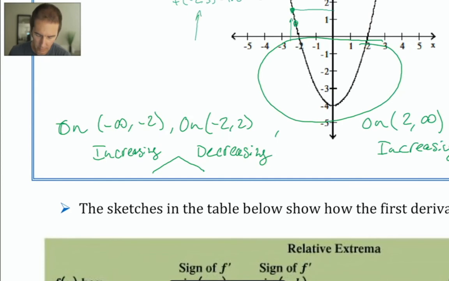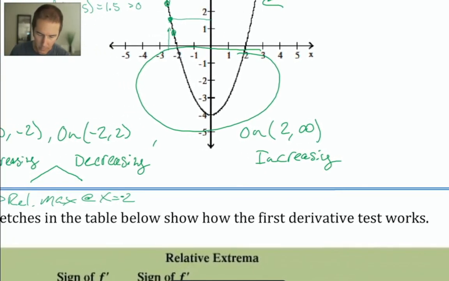Increasing to decreasing, therefore, relative max at x equals -2. Ugh. Well, sneak a little negative sign in there. Relative max at x equals -2. And then let's move over here. Here we're going from decreasing, and then we transition to be increasing. That looks like a minimum to me.